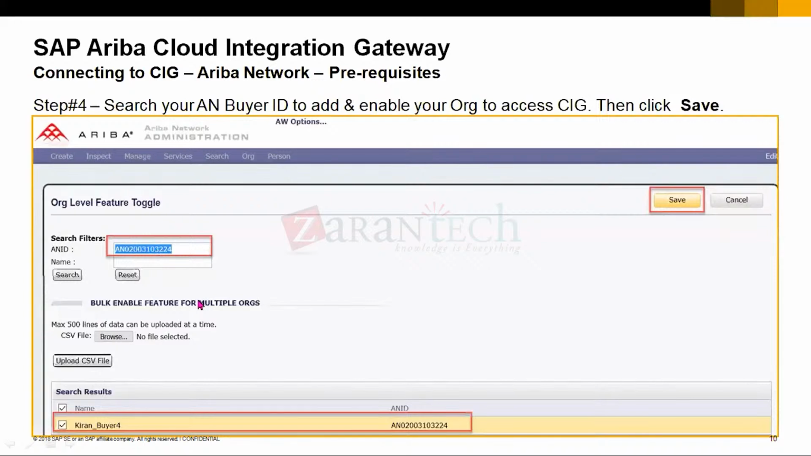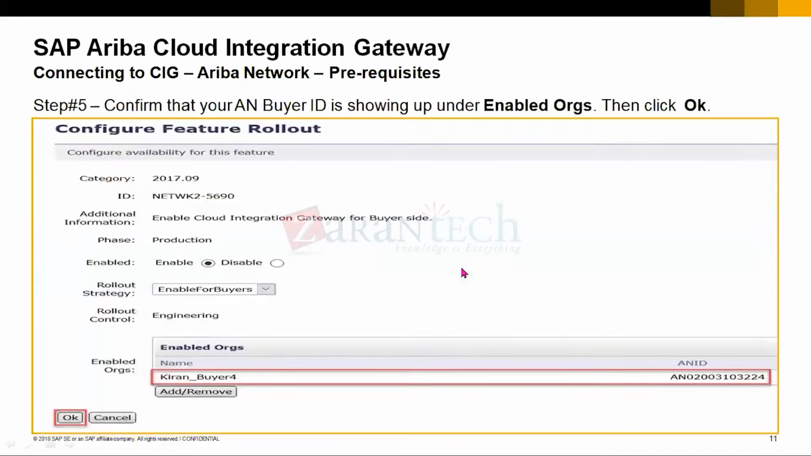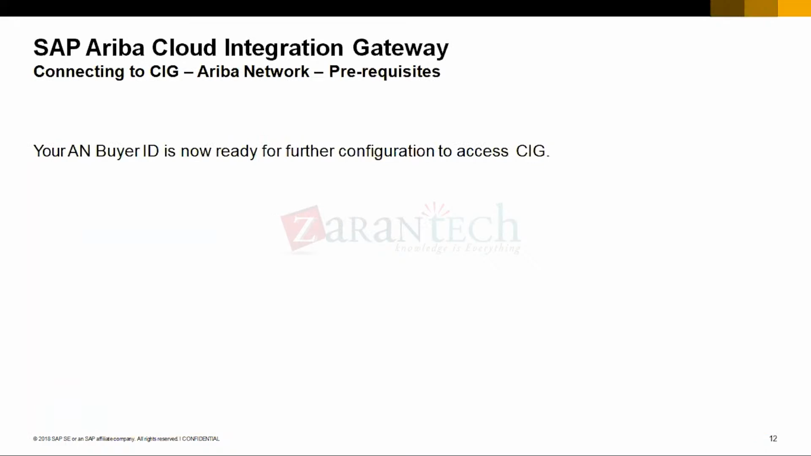For whichever customer they want to enable the CIG component, that customer NID they need to add here. Once it gets selected, they have to click on save. Once they click on save, that means this NID is added for your cloud integration gateway component. Okay, so like this, they are going to enable the CIG from the Ariba network point of view.